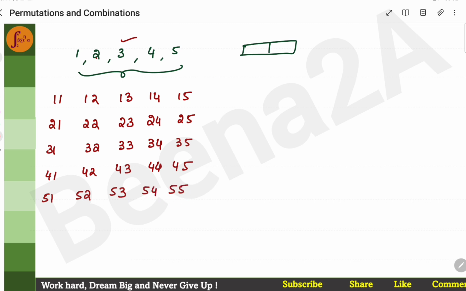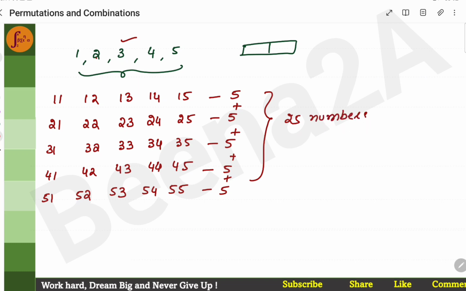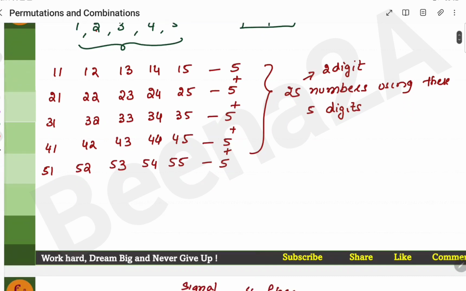So like this, I have formed 2-digit numbers with these 5 digits. How many are there here? Here you have 5 numbers, 5 numbers, 5, 5, and 5. If you add all this, you have 25 numbers. 25 2-digit numbers can be formed using these 5 digits. Similarly, you can form 3-digit numbers also, like 112, 113, 114. So you have multiple such combinations.